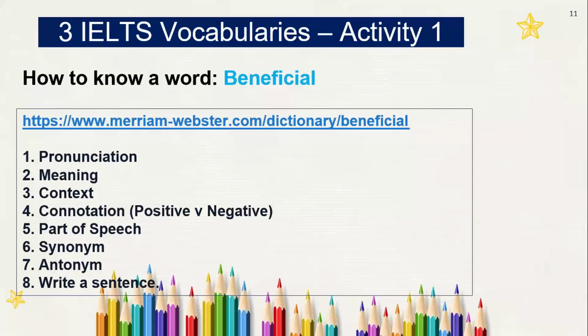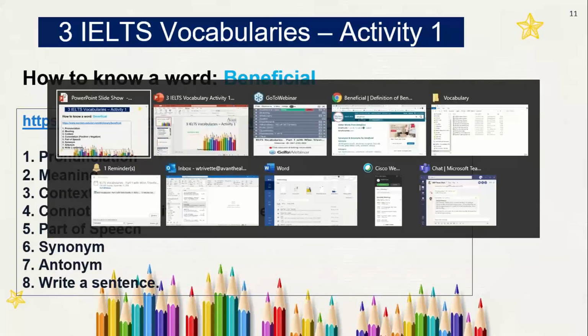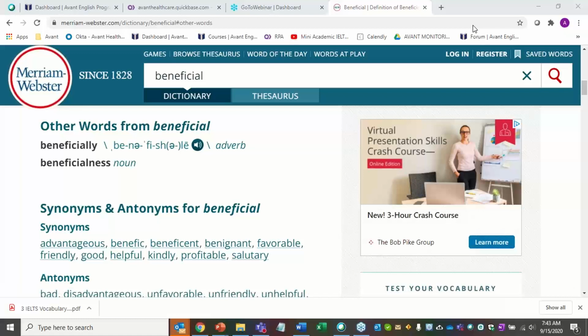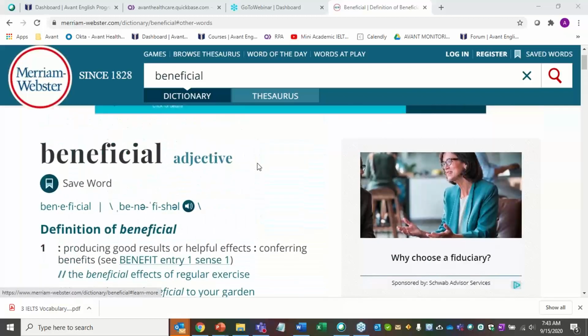All right, so let's look at a word here, beneficial. Let's look it up in the dictionary. So I'm going to share my screen here, and we're going to go to the word. I already have it up here. Make sure everyone can see this. All right, so here is the Merriam-Webster Dictionary, merriam-webster.com. You can Google it and easily find it. So we're looking at the word beneficial. Okay, let's start here at the top.